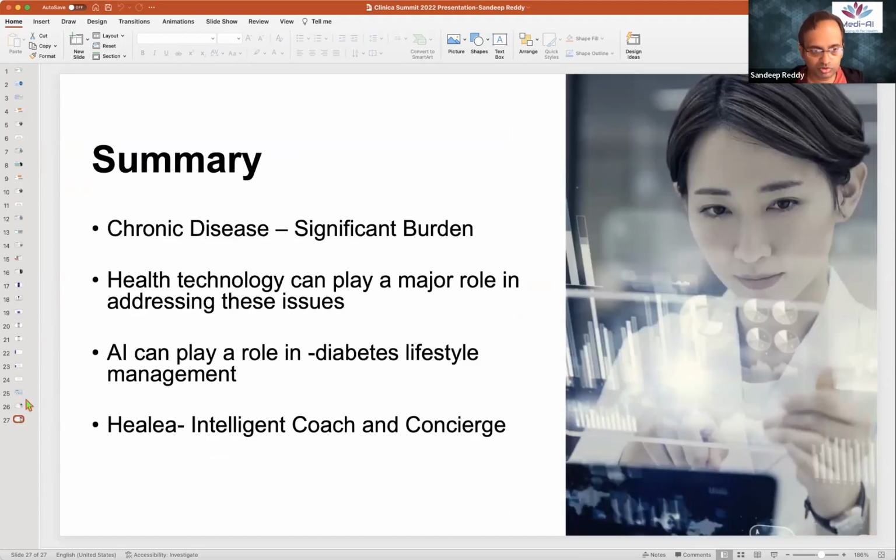In summary, to close off the presentation, chronic conditions present a huge burden on health services and patients alike, and health technology can play a huge role in addressing these issues, whether it's chronic conditions like diabetes or other conditions. Specifically, artificial intelligence can play a role in diabetes lifestyle management. Within this context, we have introduced this particular application called Helia, which can benefit both diabetic patients and their care providers in better managing diabetes. With that, I end my presentation and I'm very happy to take any questions that may arise.